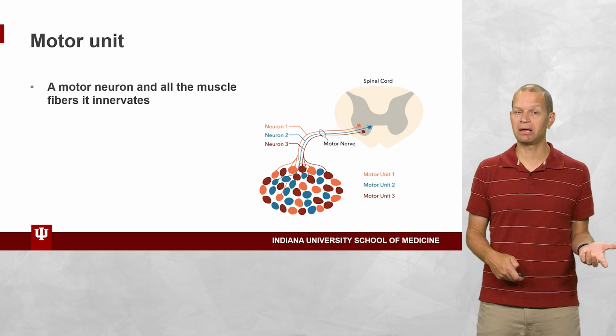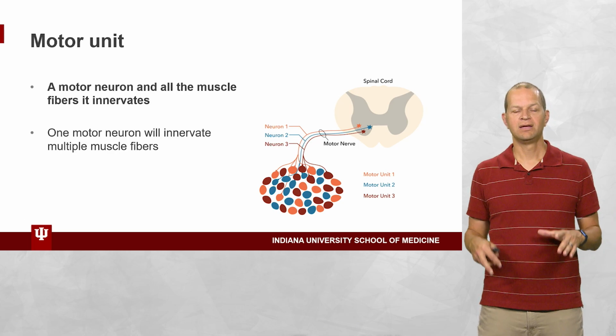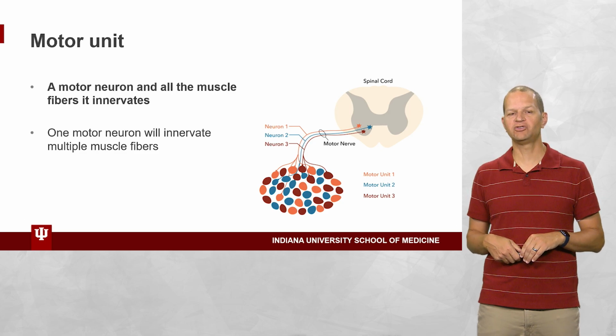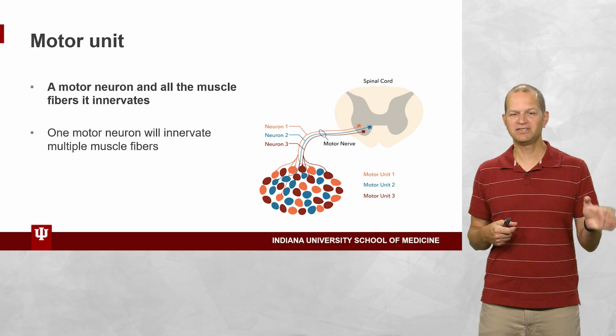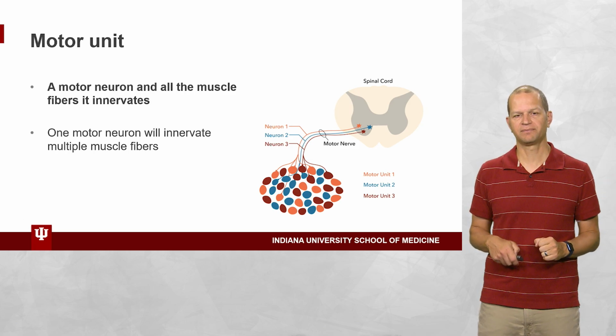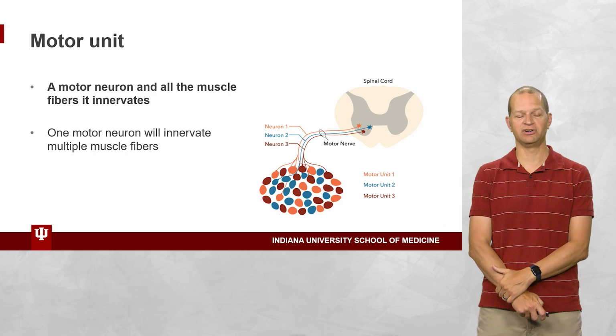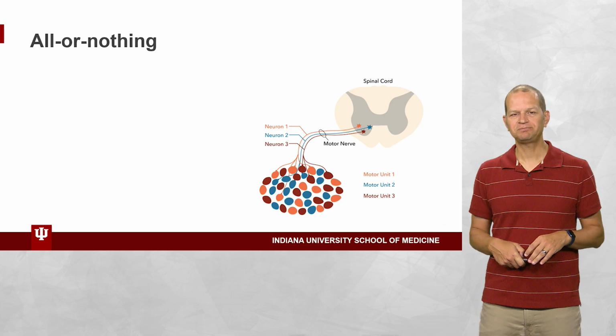Some of your fibers might be contracting, some of them might not be. But one motor neuron innervates multiple muscle fibers. As far as I understand it, a single muscle fiber is only innervated by one motor neuron, so it's not getting signals from multiple neurons. And so that's what I said there.